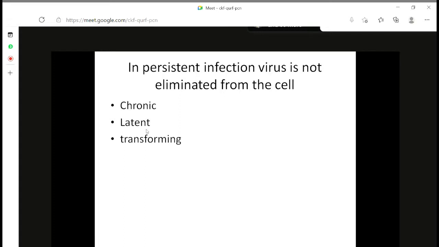So second means no active virus particle is produced. We call it the persistent non-productive infection, right? And the third category, the last category, is called the transformation or the cellular transformation. So it may be acute or it's an outcome of persistent infection in many virus infections.